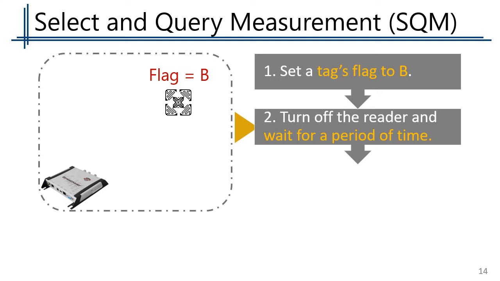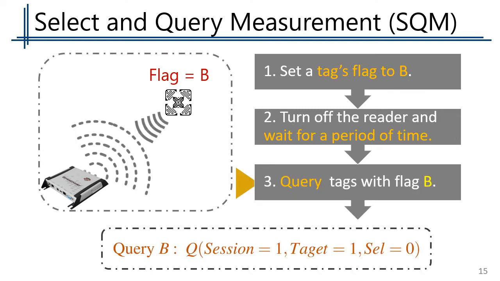After that, we turn off the reader and wait for a period of time. In the third step, we use the query command to query tags with flag B. If the energy of a tag is exhausted, its flag will move to A and no reply exists. Otherwise, it will reply to the reader. The command for querying tags with flag B in session 1 is as follows.